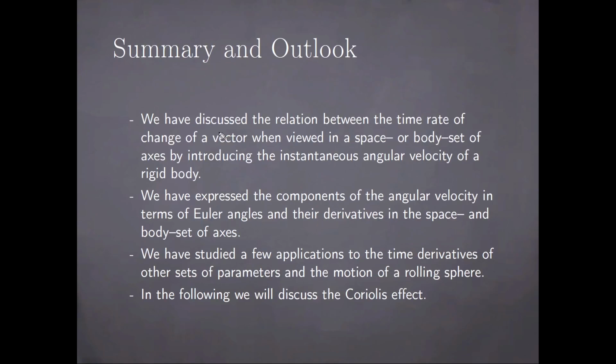In summary, we have discussed the relation between the time rate of change of a vector when viewed in a space or body set of axes by introducing the instantaneous angular velocity of a rigid body. We have expressed the components of the angular velocity in terms of Euler angles and their derivatives in the space and body set of axes. We have studied a few applications to the time derivatives of other sets of parameters and the motion of a rolling sphere. And in the following, we will discuss the Coriolis effect.